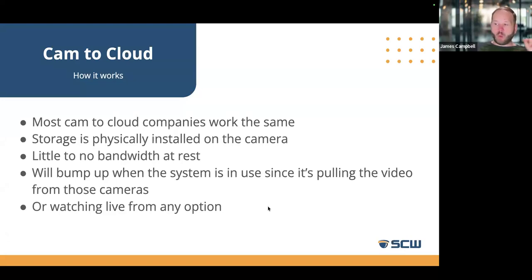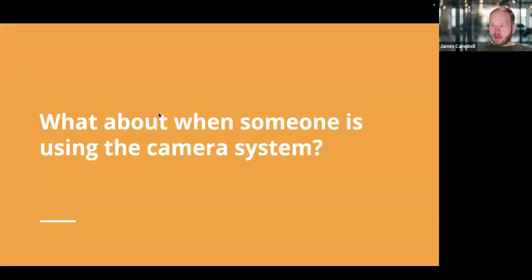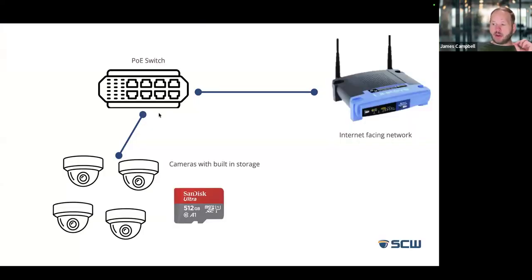Now, one of the things about cam to cloud to consider is that when somebody is using the system, whether it's pulling up the video or just looking at them live, it is going to bump up that bandwidth use. So here's a diagram of that, right? You've got cameras with built-in storage. They go into the PoE switch on the main network, and then they go into an internet-facing network. The cool thing is that with cam to cloud, there is some achievement of using very little bandwidth when it's at rest.